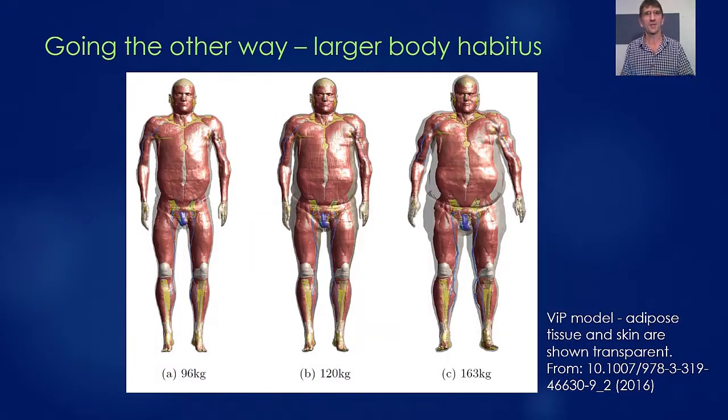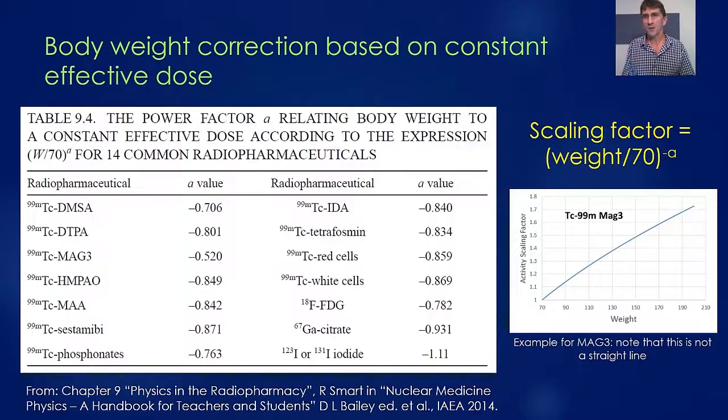How do you compensate for the larger body habitus due to scale by weight, which means for a 140 kg patient you'll be doubling the dose or doubling the administered activity. So there isn't a lot around on this when we went looking. This one I did find was chapter 9 from the physics and radiopharmacy from the nuclear medicine physics handbook for teachers and students.